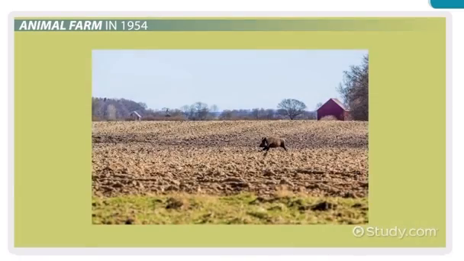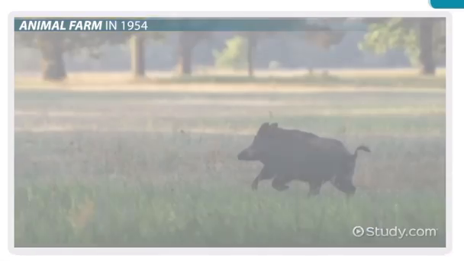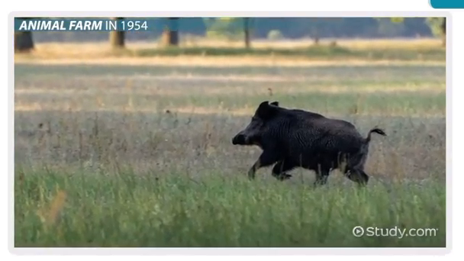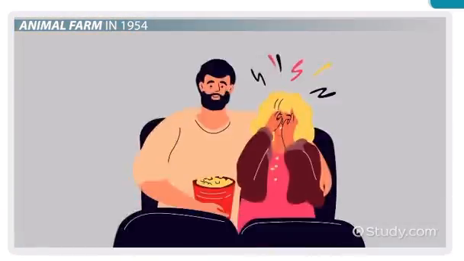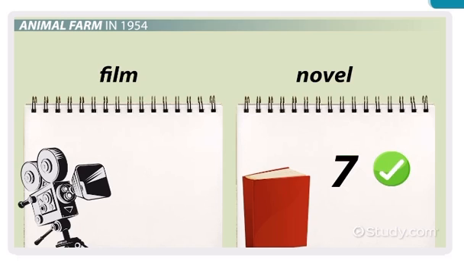In the novel, the dogs chase him away, and he is never heard from again. In the film, the dogs still chase him away, but the viewer hears Snowball's squeals and the dogs' growls, suggesting that they killed him. In the novel, there are 7 commandments for the animals.